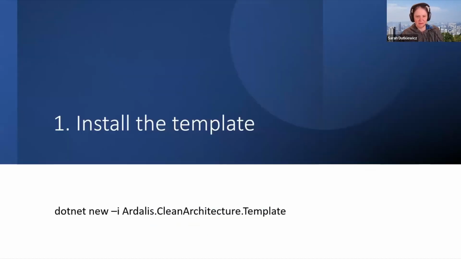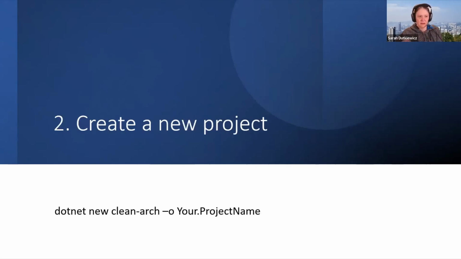What's going to happen is you install this template. Ardalis, if you're not familiar with him, also known as Steve Smith, has this clean architecture repository on GitHub. But you can access the template itself using this dotnet new -i command and then ardalis.cleanarchitecture.template. This allows you to create new projects using the template. You don't have to worry about scaffolding it over and over and over. Then you can create a new project, dotnet new clean-arch.